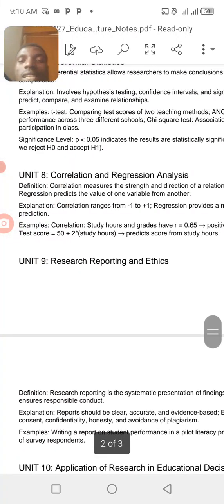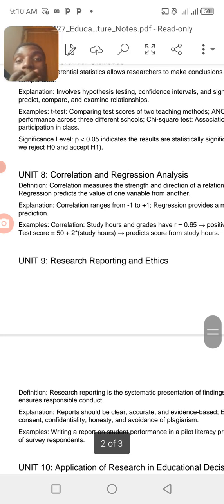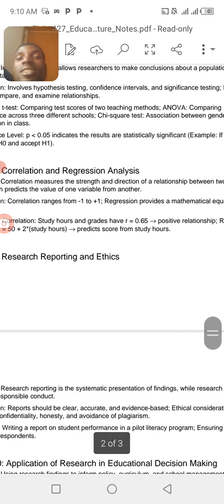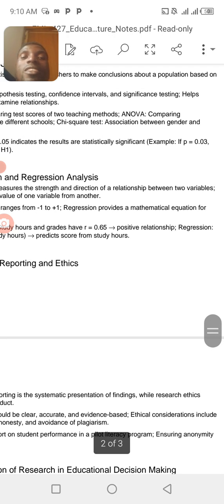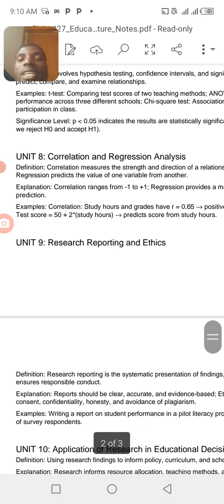Now, significance level: you can see probability P is less than 0.05. This indicates the results are statistically significant. There is statistical significance in the research. For example, if P is equal to 0.03, we reject the hypothesis and accept.